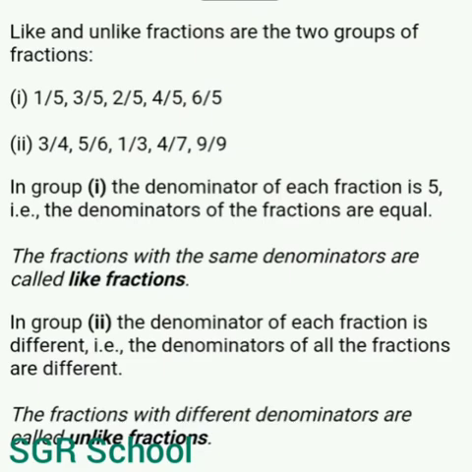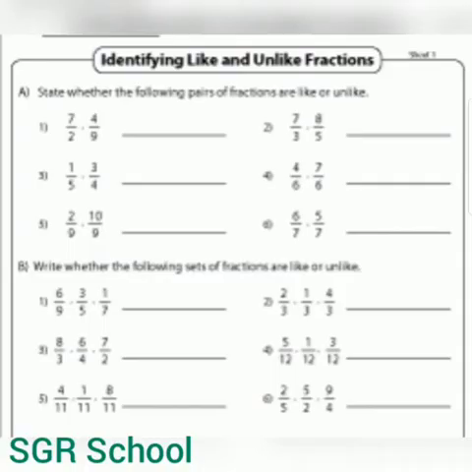Now there are two groups. In group 1 the denominator of each fraction is 5. As we can see, in group 1 all the fractions have the same denominator, that is 5. And in the second group we can see that the denominators are different. In group 2 the denominator of each fraction is different. So fractions with different denominators are called unlike fractions.